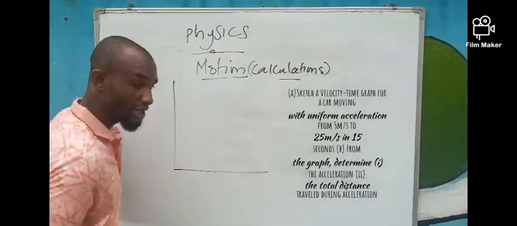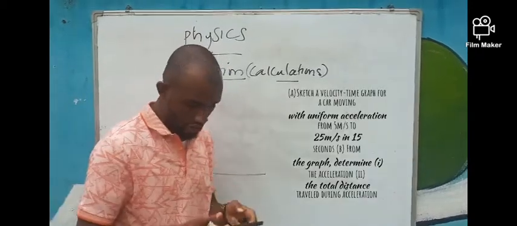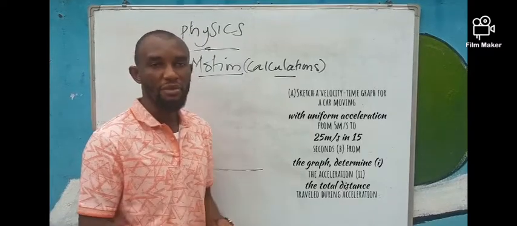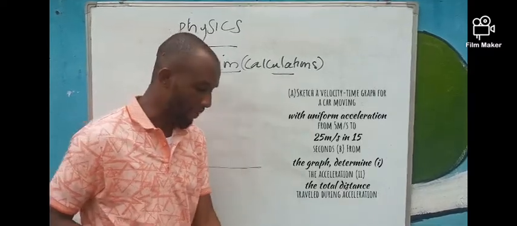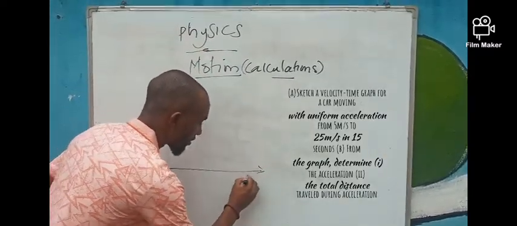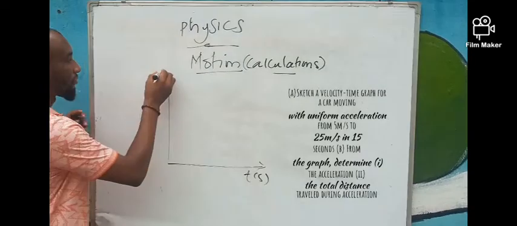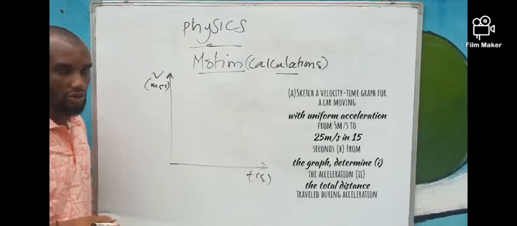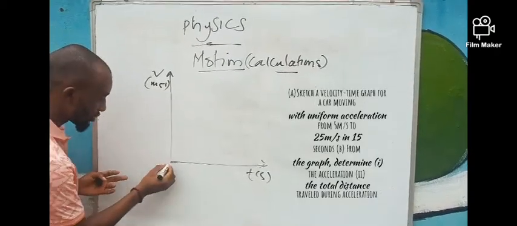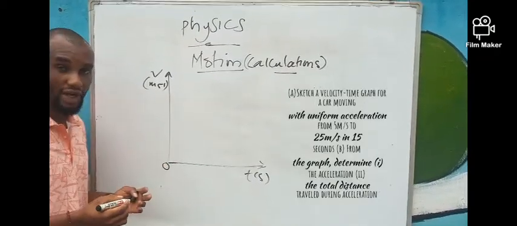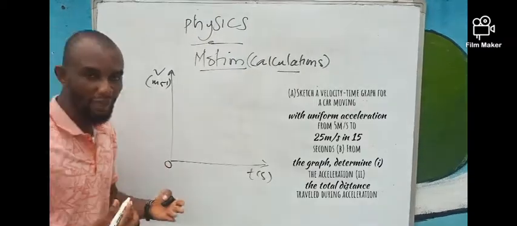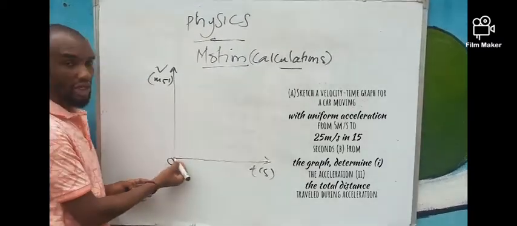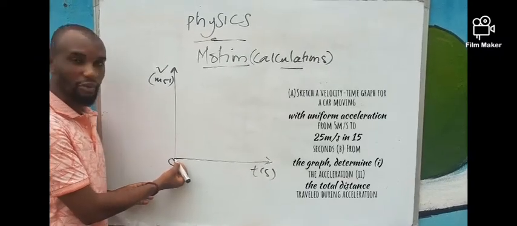Now, the question says that the car moved from 5 meters per second to 25 meters per second. This is the time, and this is the velocity, measured in meters per second. This is the zero region, that is when it is moving from rest. Moving from 5 meters per second to 25 meters per second means I'm not going to start from here, because this is when it starts from rest.